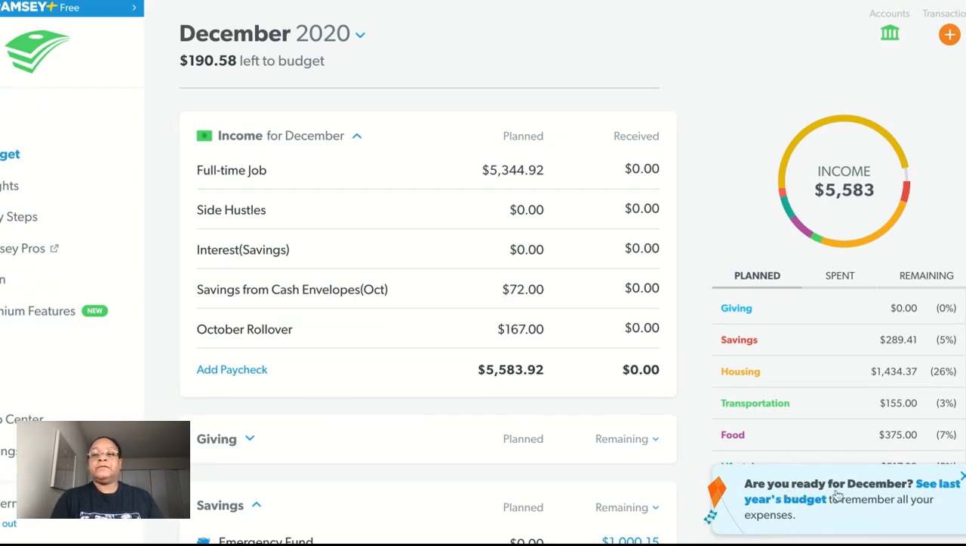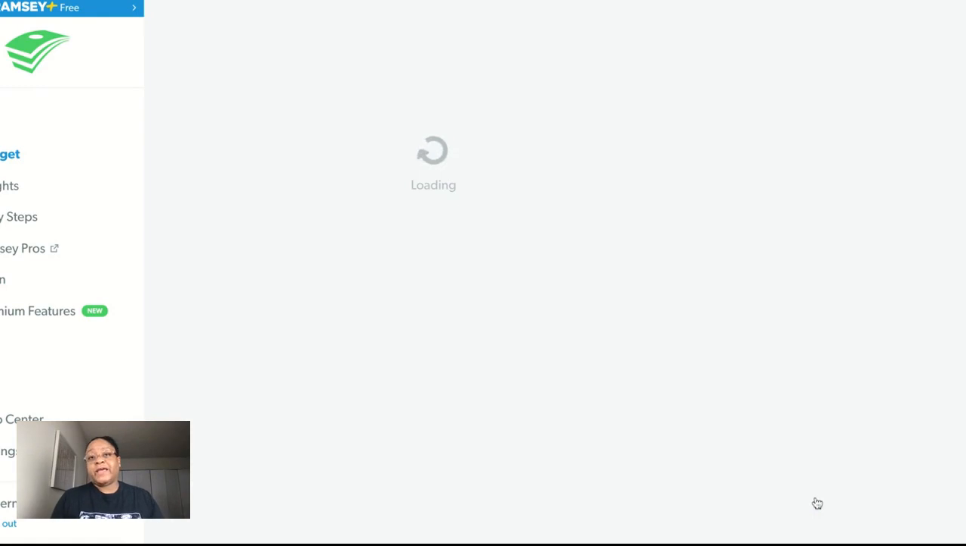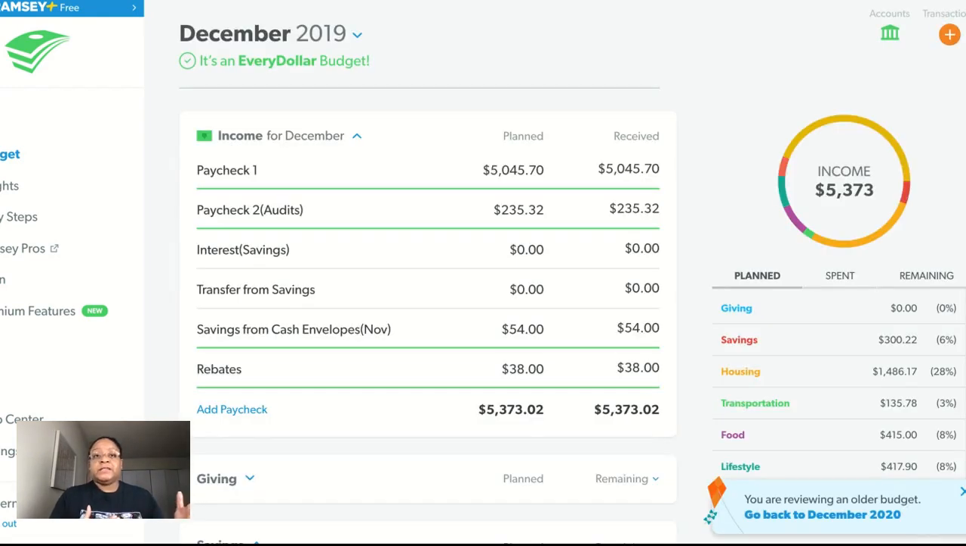So you're going to see in the lower right, "Are you ready for December?" And then you can see last year's budget. So you can go back and look at December 2019 to see what you were doing back then. A lot of times I found that looking back a year sometimes tells me those unexpected or yearly expenses that might pop up this year.